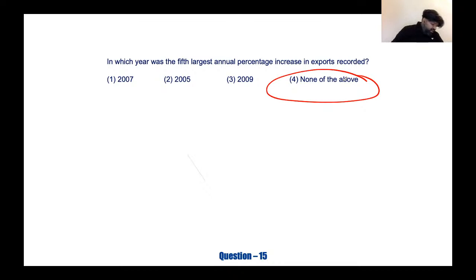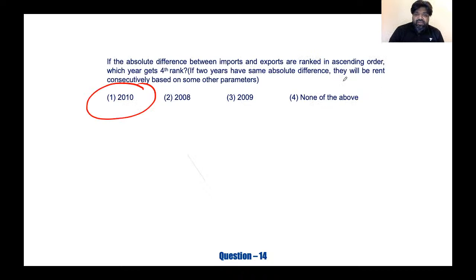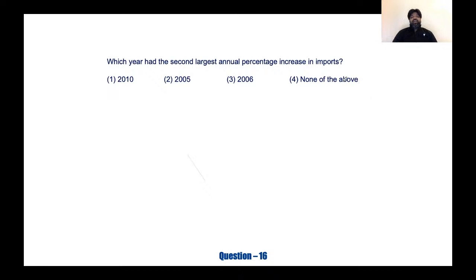This question is a lengthy question. You have to apply the tricks of data interpretation. ठीक है ना guys, you have to apply the tricks of data interpretation here, otherwise the question is super easy. Okay, question में कुछ नहीं है करने को. Which year had the second largest annual percentage increase in imports?